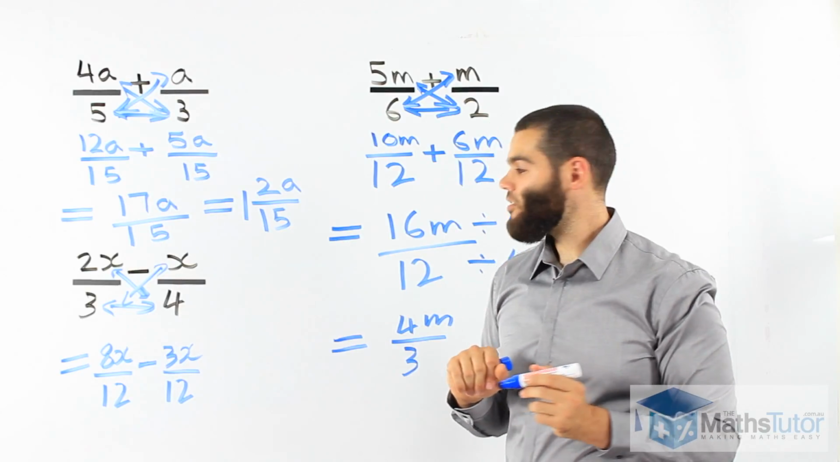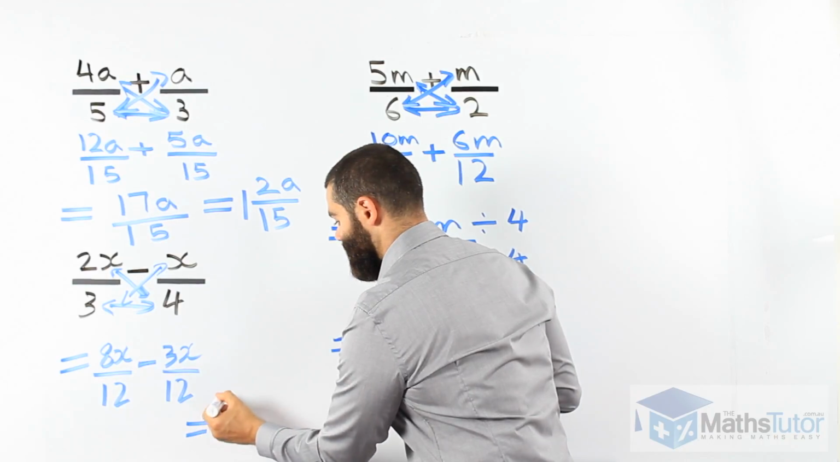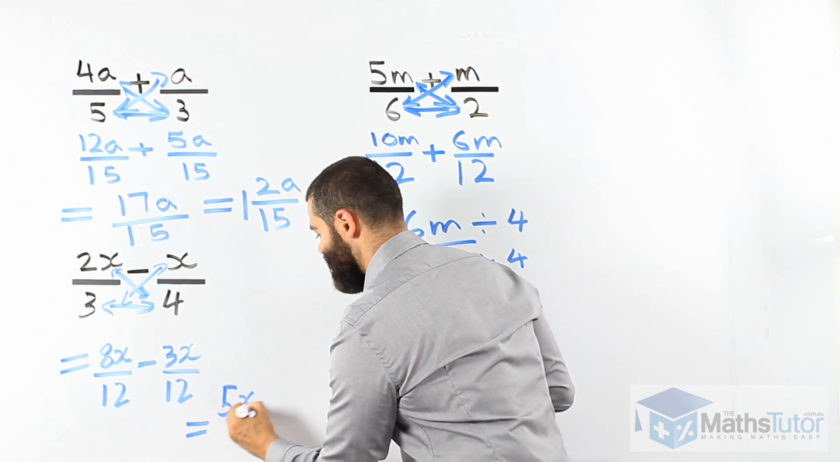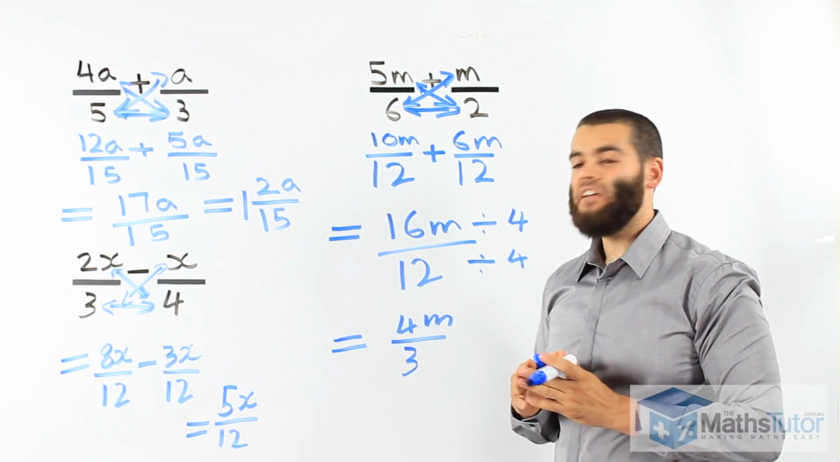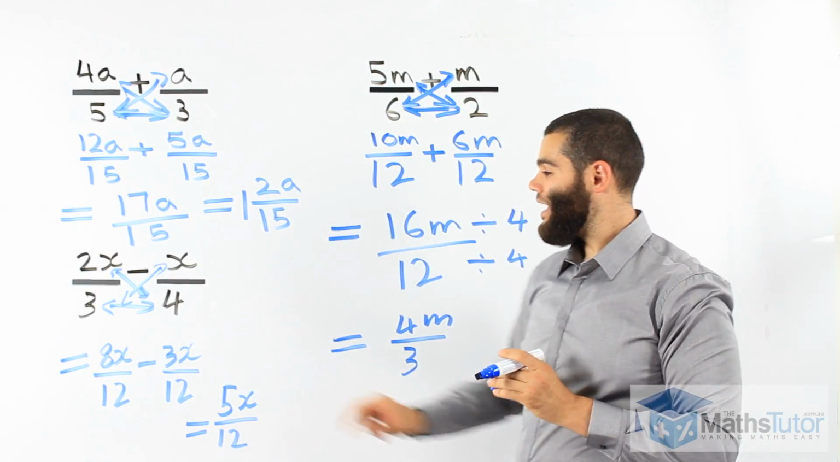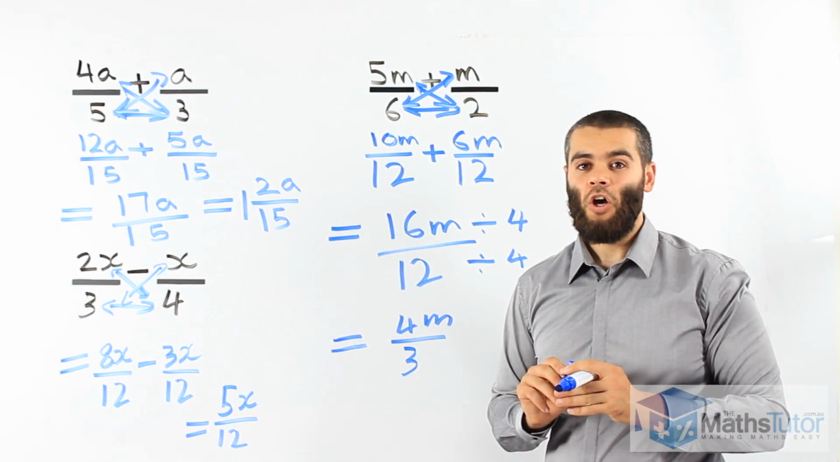8x minus 3x, our answer is 5x over 12. 5x over 12 is the last answer for us. 8x take away 3x is 5x over 12.